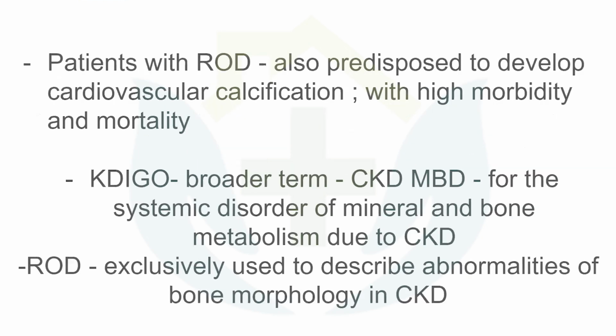Patients with renal osteodystrophy not only have skeletal disorder, they are also predisposed to develop cardiovascular and soft tissue calcification, leading to high morbidity and mortality. So KDIGO in 2005 coined a broader terminology named CKD mineral bone disorder for the systemic disorder of mineral and bone metabolism due to chronic kidney disease. The previous term, renal osteodystrophy, is exclusively used to describe abnormalities of bone morphology in CKD.